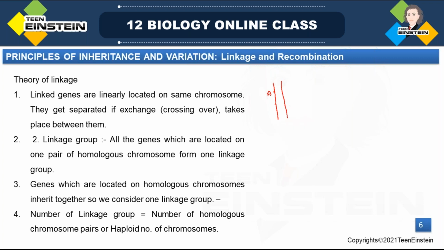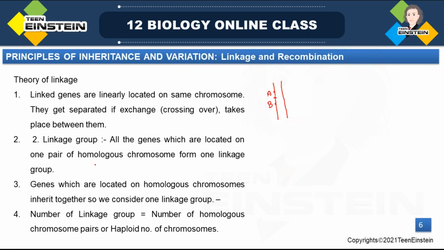Gene A and gene B are linked. Then these genes are linearly located. If they are not linearly located at the stage of cell division, they won't get inherited together, right? So they are linearly located on the same chromosome, and they will get separated. How will they get separated? If exchange takes place between them. At this point, if exchange takes place, only then will they get separated. So the linked genes are linearly located on the same chromosome and get separated if exchange takes place between them. Okay. And next, linkage group.